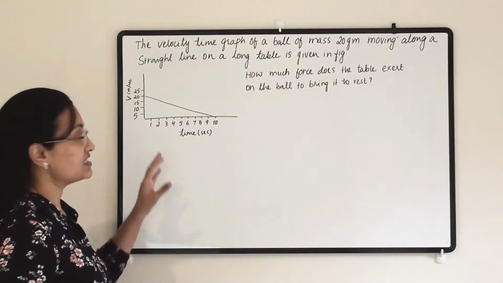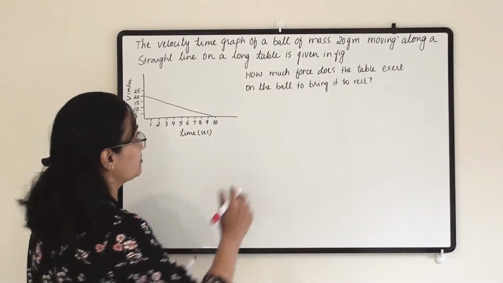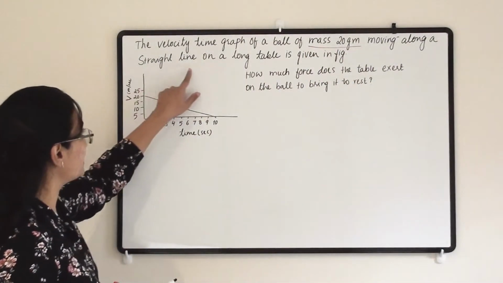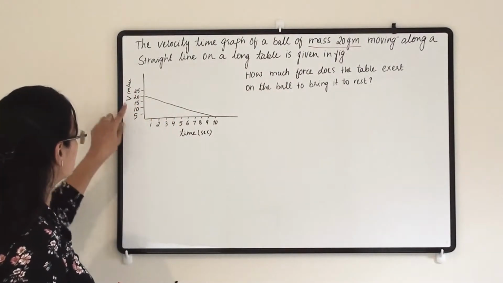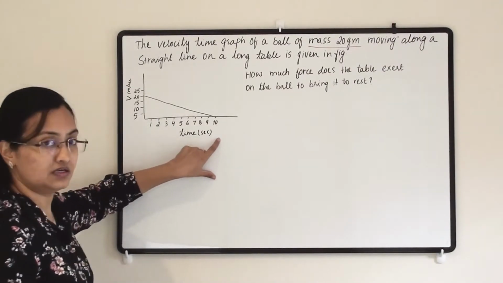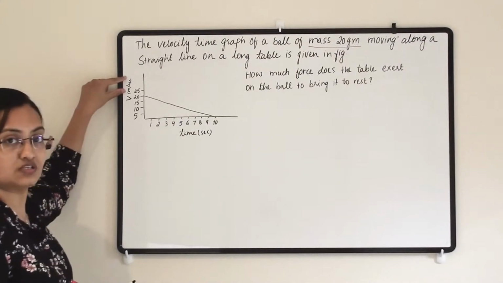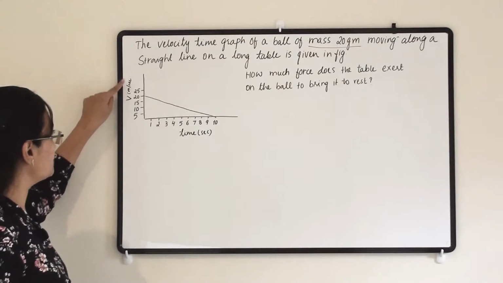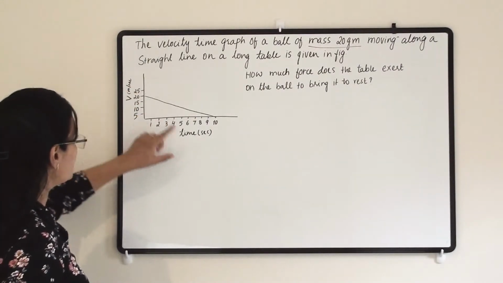So the example says that the velocity-time graph of a ball of mass 20 gram moving along a straight line on a long table is given in the figure. This is velocity and this is time. On the x-axis we have taken time in seconds, and velocity is in centimeter per second. Take a note of this unit: this is not meter per second, this is centimeter per second.